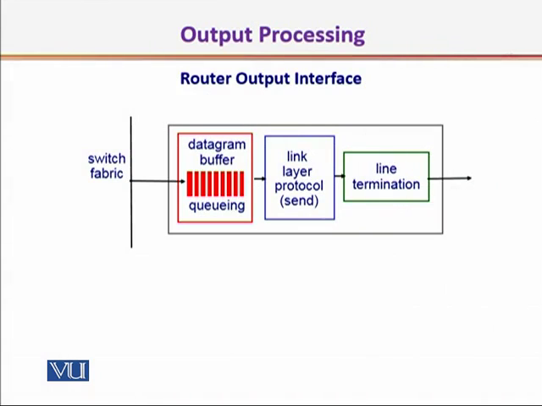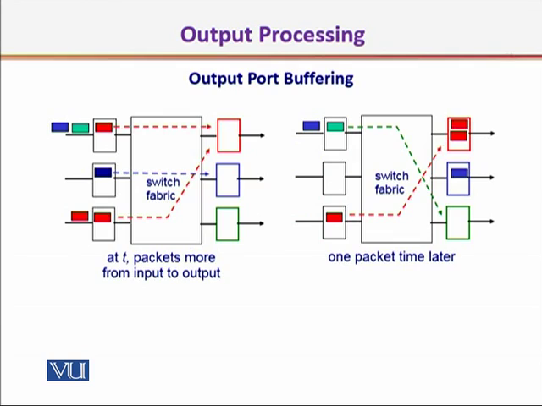Illustratively, the router output interface provides buffering as one of the most important features, because whatever datagrams are being sent out of the router have to be buffered first before they are sent down to the network interface card or the serial interface. The output port buffering could be visually understood through this scenario.